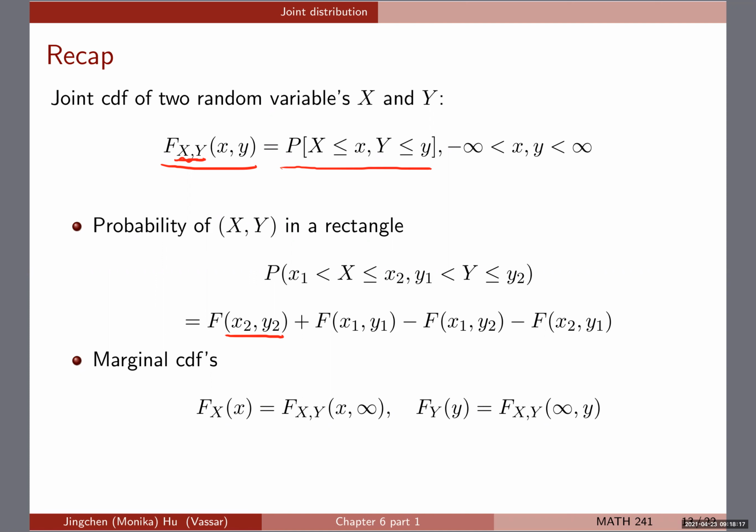And the probability of x and y in a rectangle, if you ever wanted to know about that, you can have another.